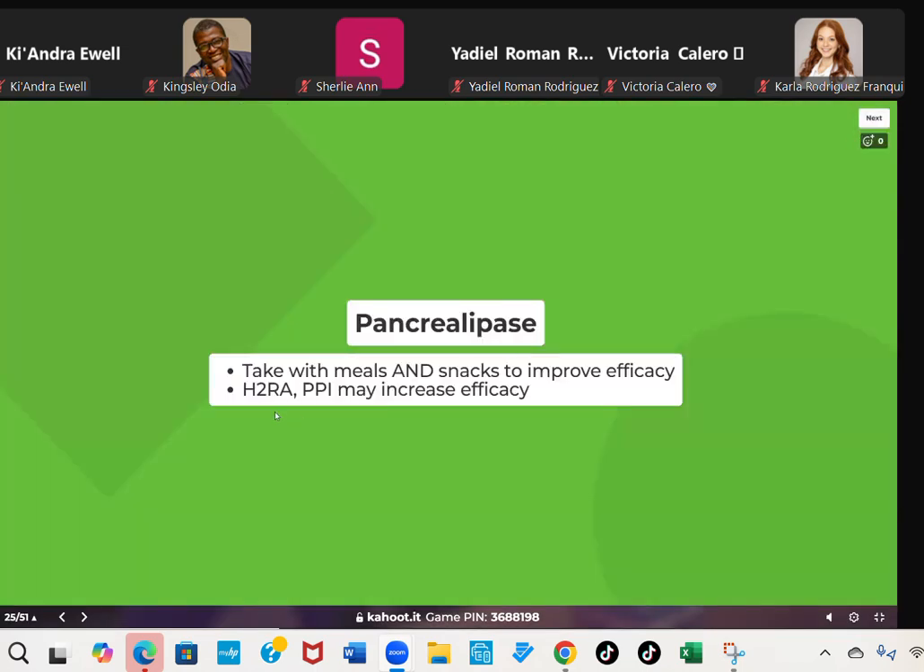Also, we might want to consider using an H2RA or a PPI to increase the efficacy so that the drug is not broken down in the stomach and is allowed to get to the duodenum to do its work. All our nutrients are absorbed in our small intestine, so we need to make sure that this drug gets to the small intestine and is released there so that it can help absorb the food.